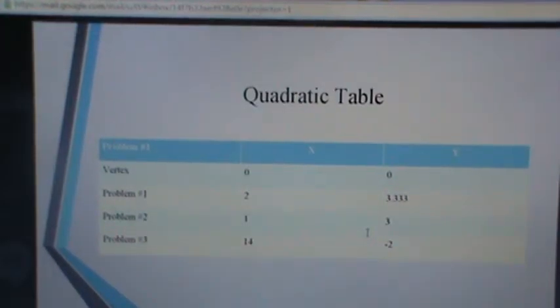The quadratic table: your vertex, your x value is 0 and your y value is 0. For problem 1, your x value is 2 and your y value is 3.333. Problem 2, your x value is 1 and your y value is 3. Problem 3, your x value is 14 and your y value is negative 2.